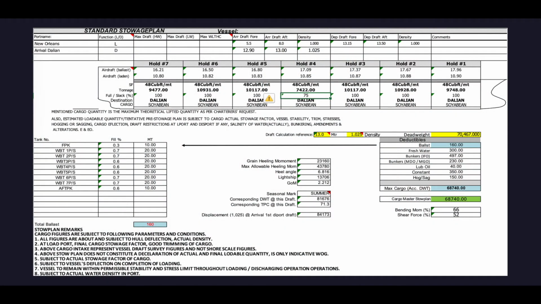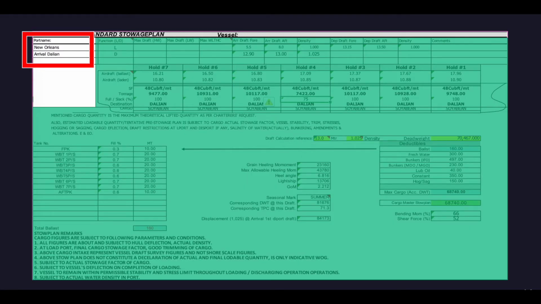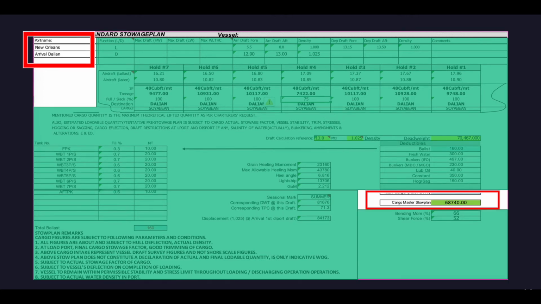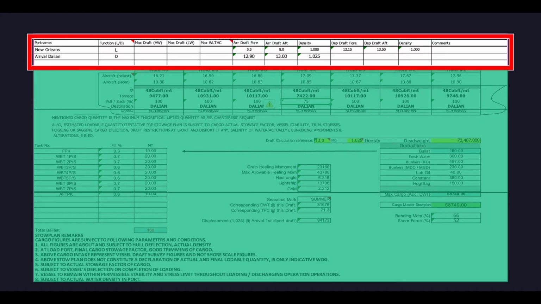And now, it's time to take a look at a real stowage plan. This vessel will load from New Orleans an estimated 68,740 metric tons of soybean for discharging in Dalian. The vessel will arrive in New Orleans with draft 5.5 meters forward and 8 meters aft, 2.5 meters trim by stern. After loading completion, the vessel is expected to depart from the Mississippi River with draft of 13.15 meters forward and 13.50 meters aft in density 1 of fresh water in the river.